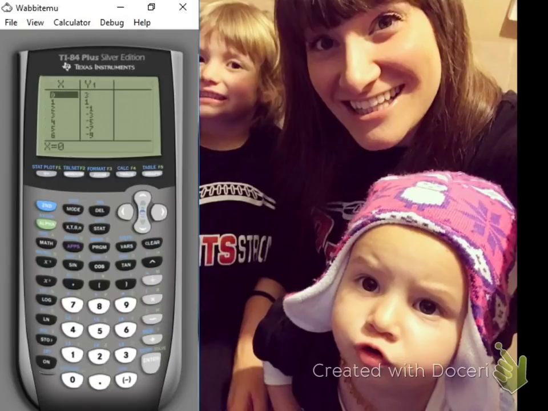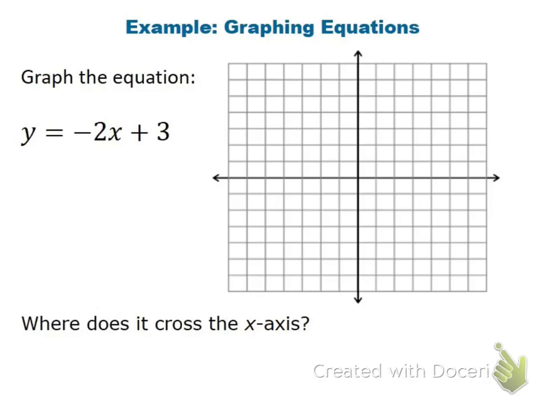I can go to my table. There's my table. And I can plot from -2 to +2 using that as my ordered pairs. So again, when I get here, I can copy down my XY chart, -2, -1, 0, 1, and 2. And so when I do that, I get 7, 5, 3, 1, and -1.